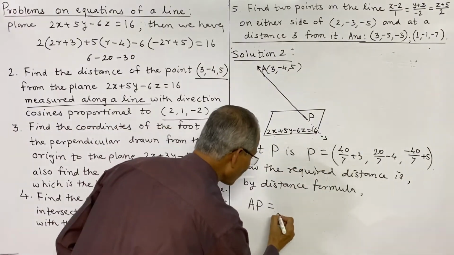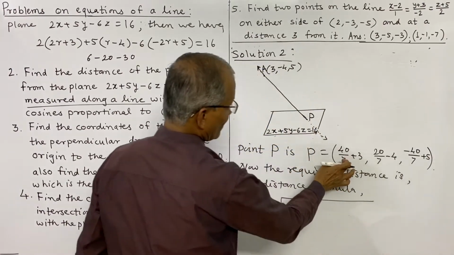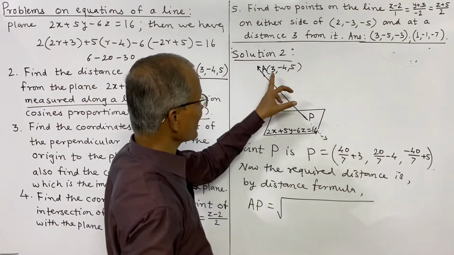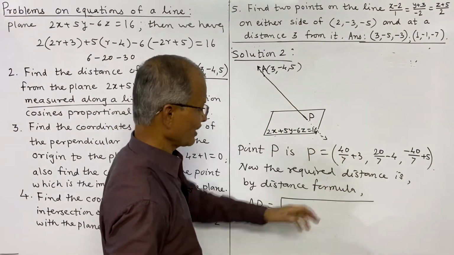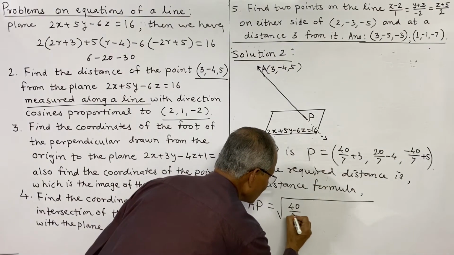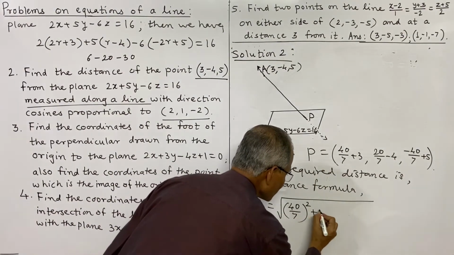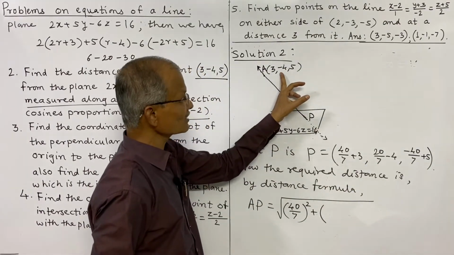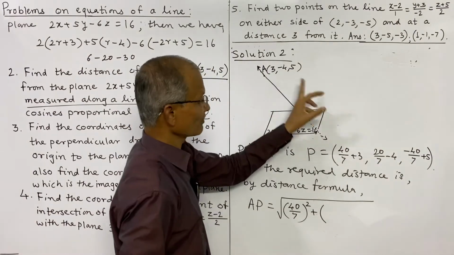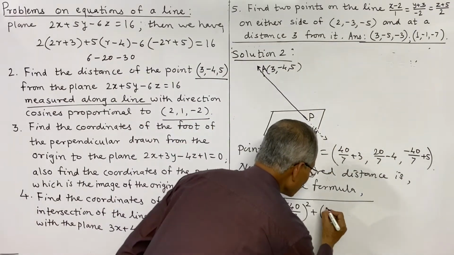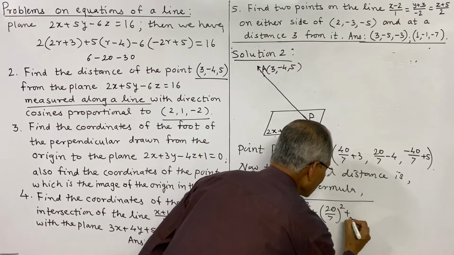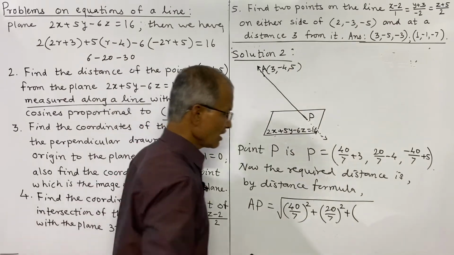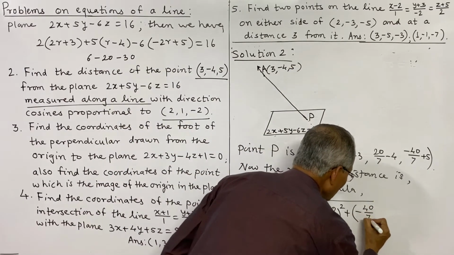So what is the distance formula? Under root of x2 minus x1 whole square, and that is 40 by 7 plus 3 minus 3 whole square, which is only 40 by 7. I shall write it directly, you should verify this. 40 by 7 plus y2 minus y1, 20 by 7 minus 4 minus 4, this cancels in subtraction, minus 4 cancels. So it remains 20 by 7 whole square. And last also minus 40 by 7 plus 5 minus 5, 5 cancels, minus 40 by 7 whole square.